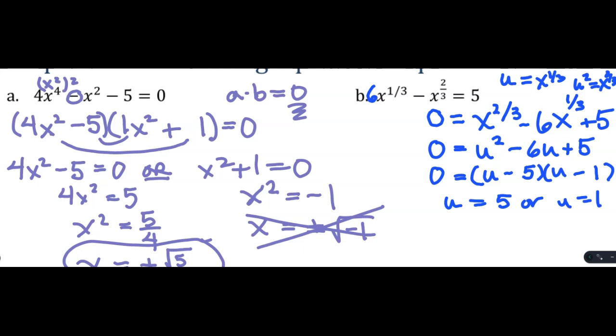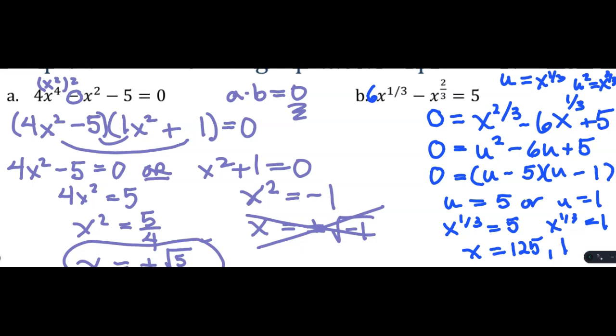But remember, again, this is really important. If you do the substitution, we did not have any questions about what u was. Our question was about what x was. So you have to substitute your variable back. So I get x to the 1/3 equals 5 or x to the 1/3 equals 1. And to solve that, remember a 1/3 power is a cube root, so we're cubing both sides. So x equals 5 cubed, which is 125, or x equals 1 cubed, which is still 1. So those are our two solutions.